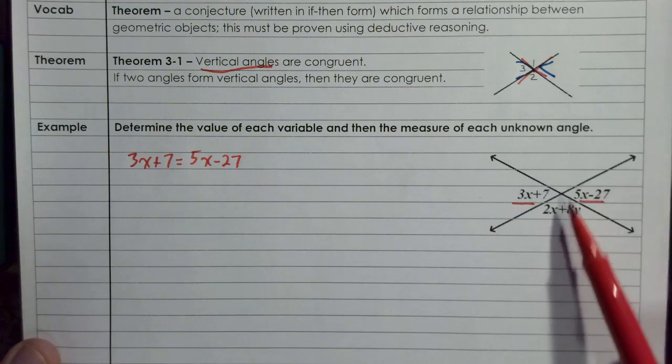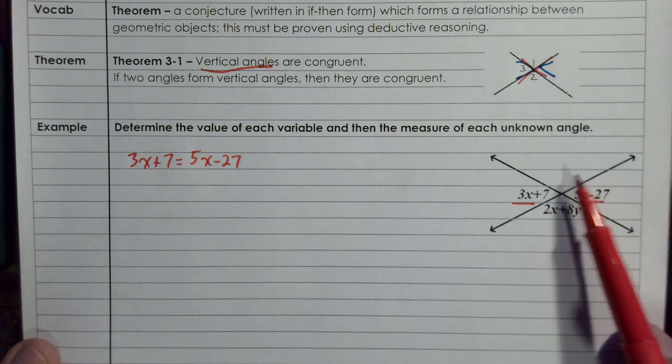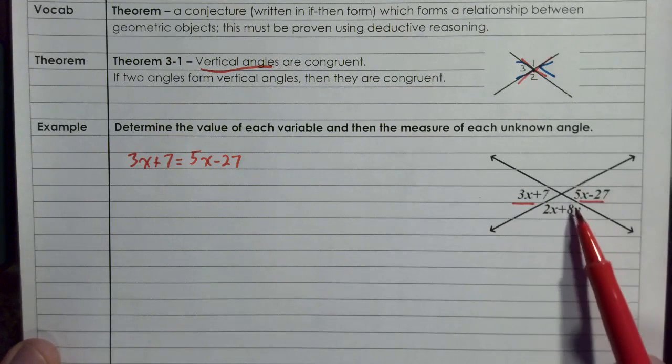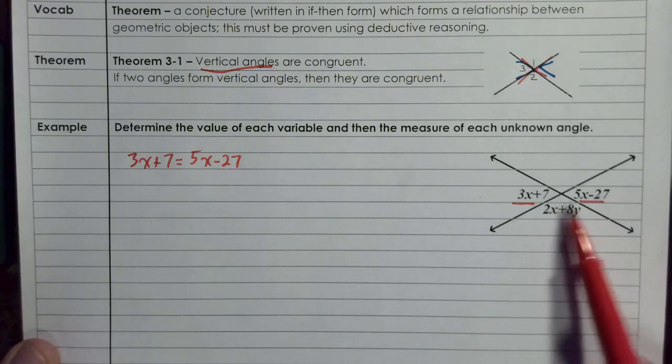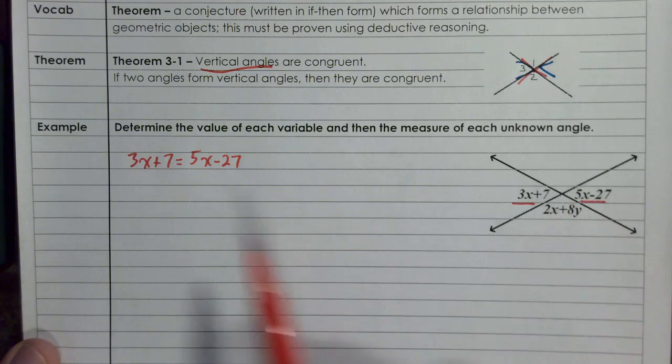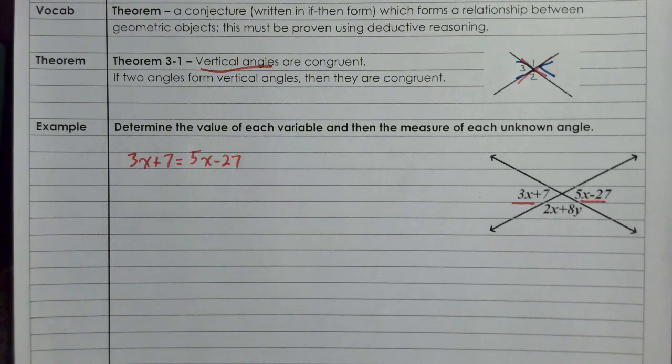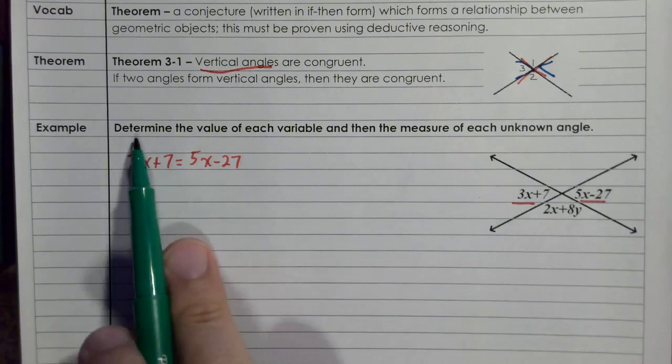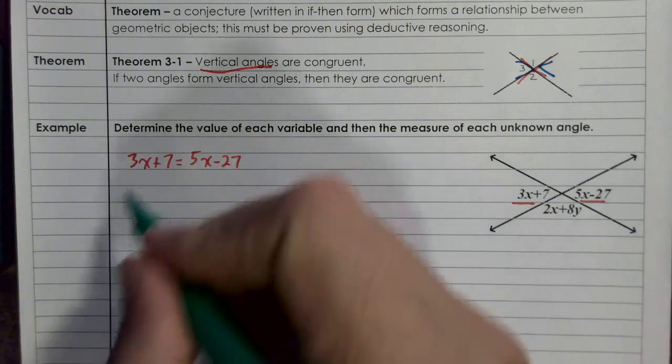I don't know anything about this angle over here, but I do know that whatever this guy is, it's got to be the same as this guy down there. So since we've got that set up, let's go ahead and solve that so we can figure out the value of that variable, because that's one of the directions: determine the value of the variable.